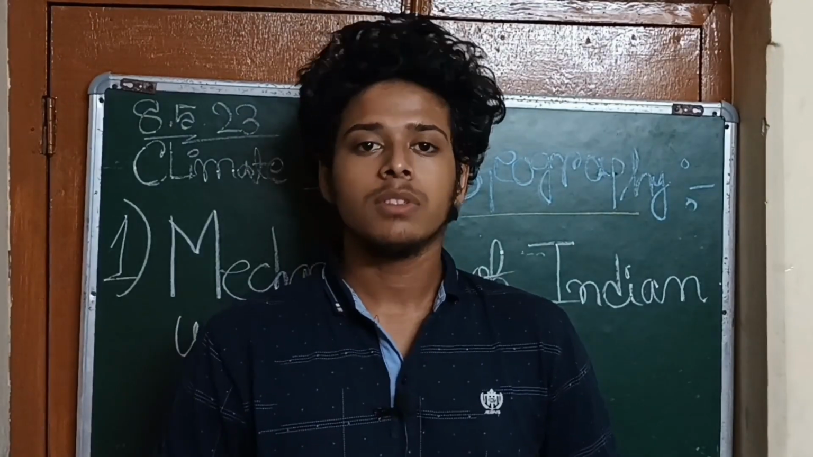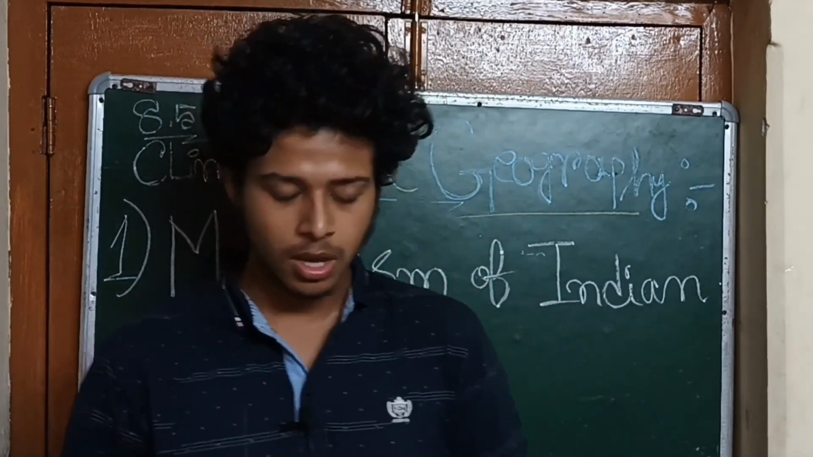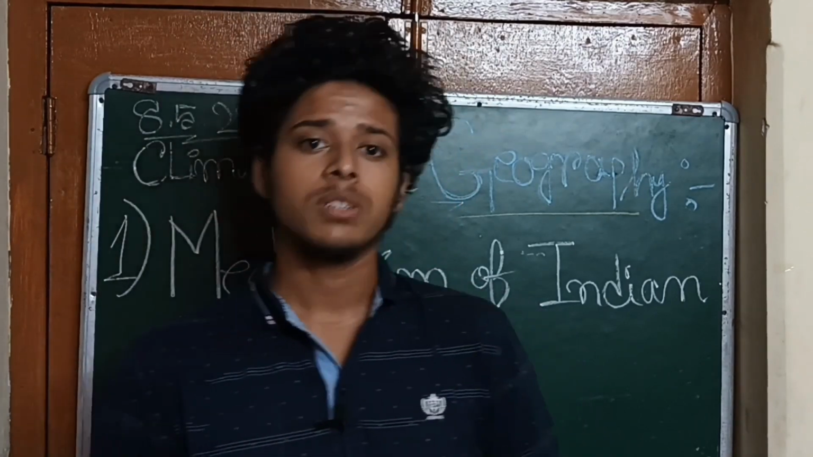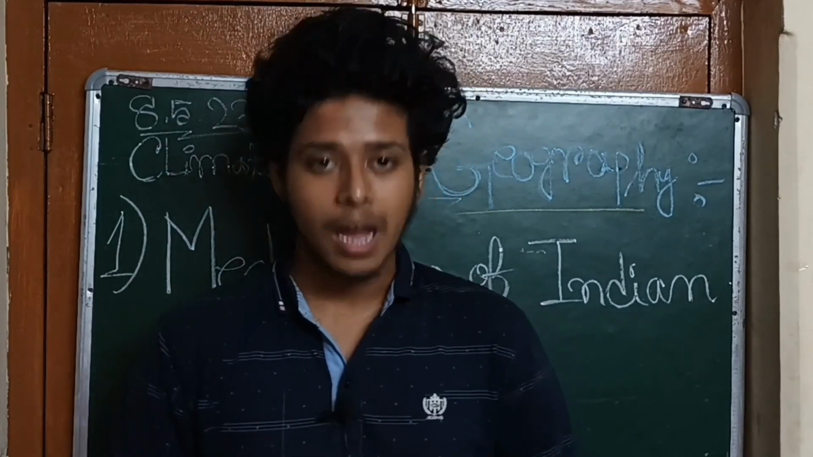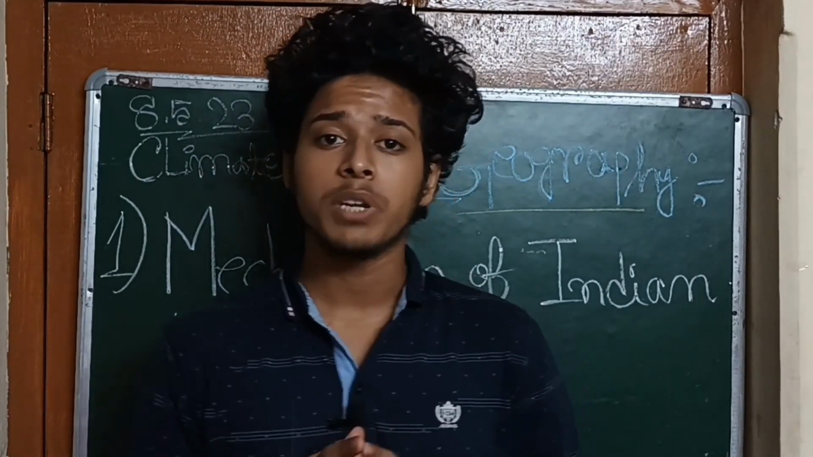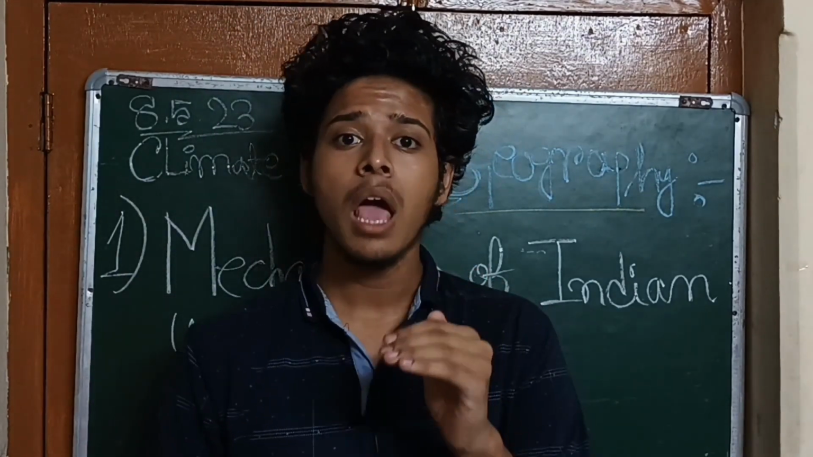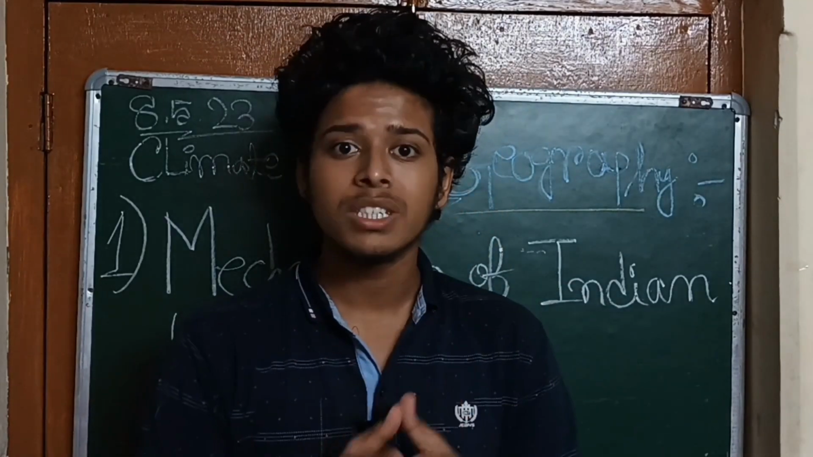So in the mechanism of the Indian monsoon, some of the points we have to remember is the surface pressure winds. The mechanism of the Indian climate can be divided into three parts. The first part is the surface pressure winds. So what's the meaning of the surface pressure winds? That the pressure develops over the surface when most of the monsoons carry the winds.